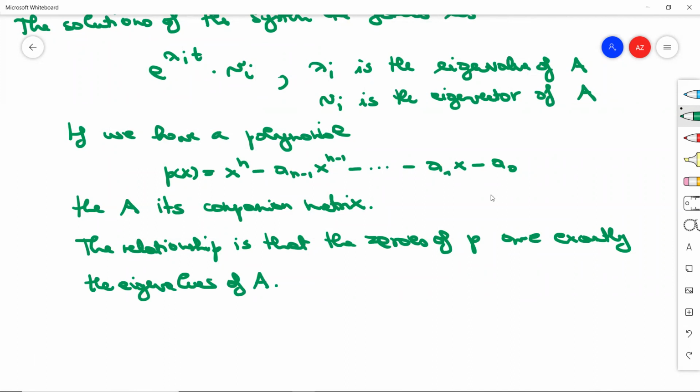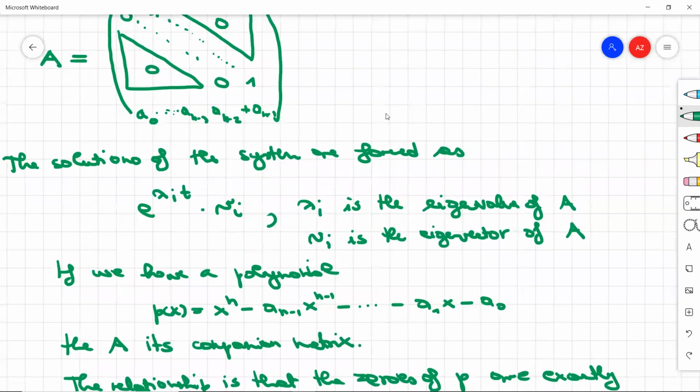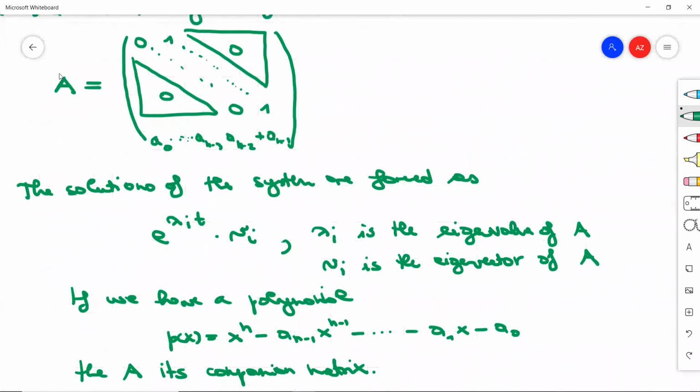This is not very difficult to prove. The eigenvalues are obtained as the zeros of the determinant of A minus lambda identity. And if you try to express the determinant of A minus lambda identity, you see that it is a constant multiple of the polynomial P. So it's really an easy check.